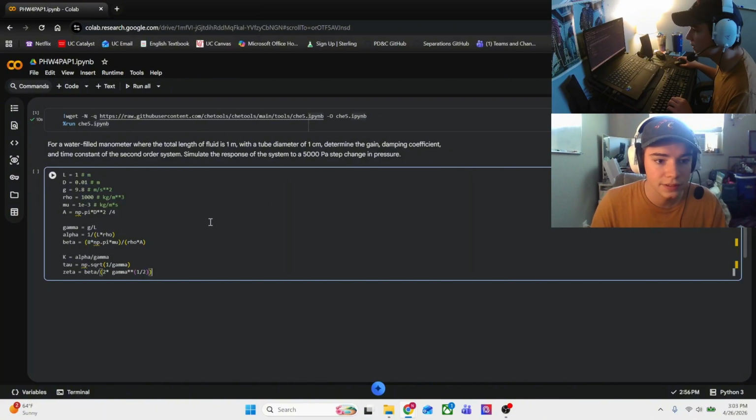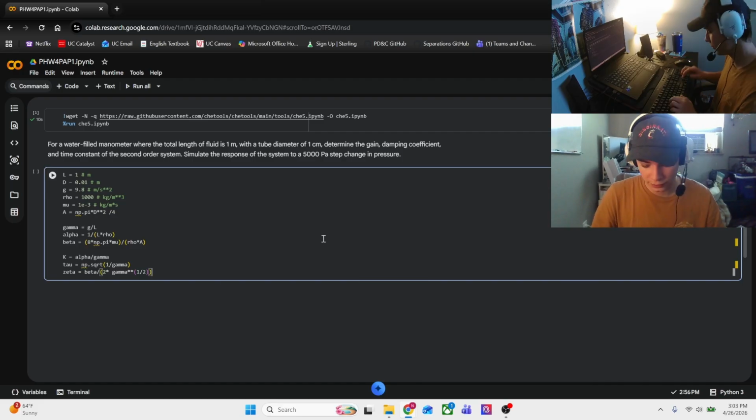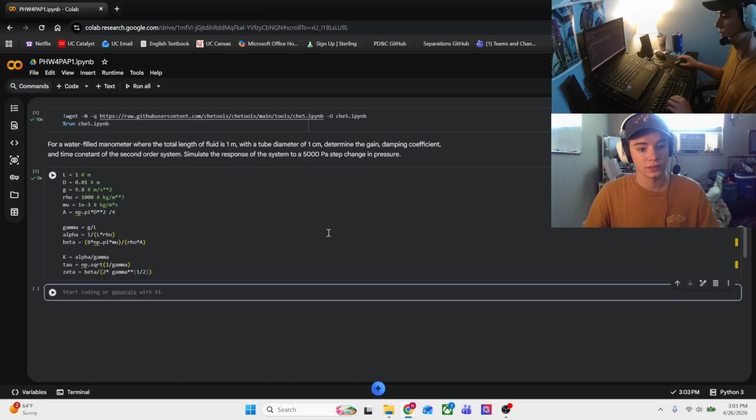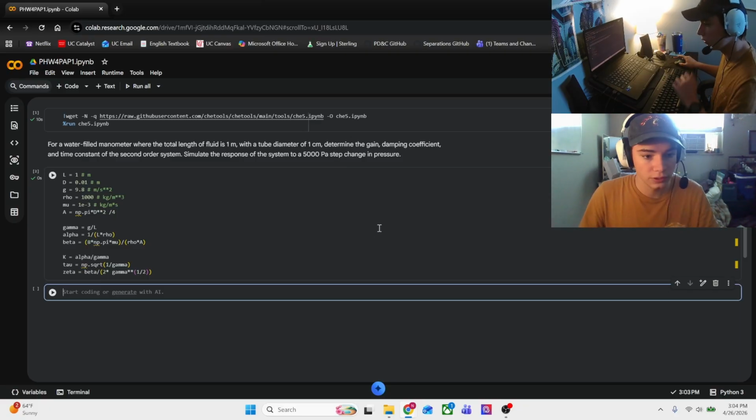And I believe that is all of our coefficients we're going to need to put in our general transfer function. So hit Shift Enter. Looks like that is all good.